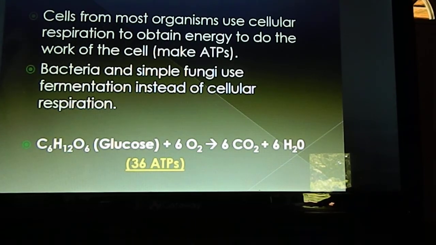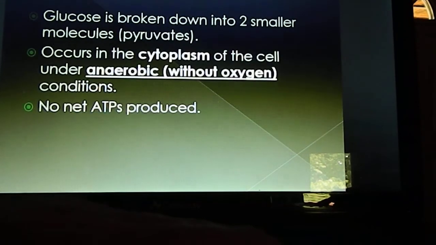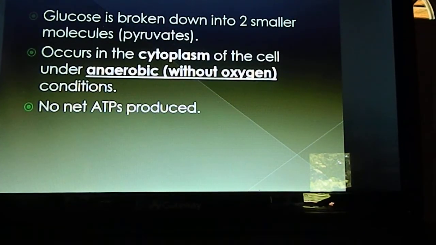For every single glucose molecule that undergoes the process of cellular respiration, 36 ATPs are produced. So that's a lot of ATPs, right? So cellular respiration undergoes three processes. All right. The first is called glycolysis.